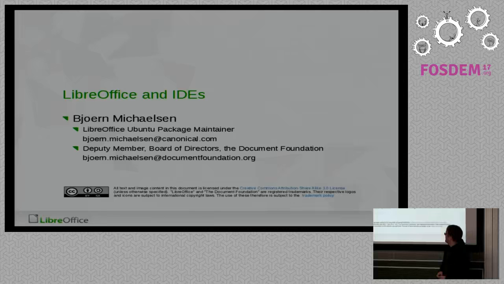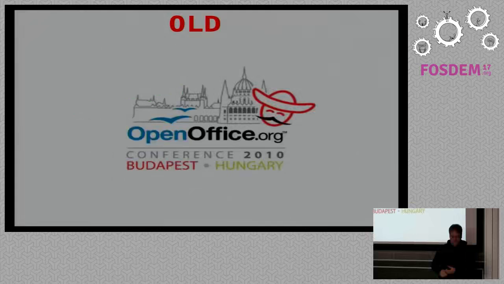So that's me. I'm working at Canonical, packaging LibreOffice for Ubuntu, and also am on the board of directors for the Document Foundation. And well, let's go back to 2010, because that was when the whole thing started with the new build system, new back then. I wanted to have a look at what we thought we would do back then, how we thought we could improve stuff, and what we actually achieved from that.